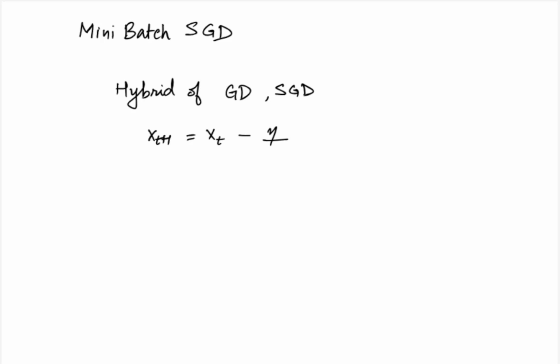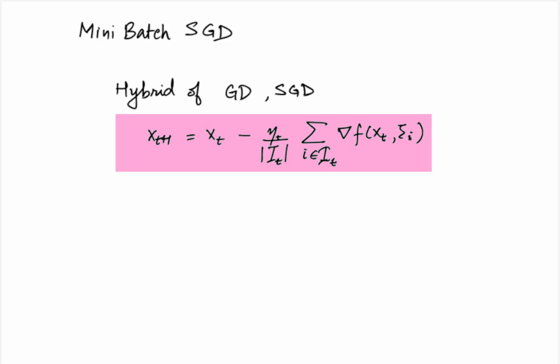We can also consider a hybrid of the stochastic gradient descent and gradient descent, which is called the MiniBatch stochastic gradient descent. Here, instead of selecting a random i_t, we select a random subset calligraphic I_t and carry out the updates x_{t+1} = x_t - η divided by the cardinality of I_t, times the summation over all i in I_t of ∇f(x_t, ξ_i). So here, if the cardinality of I_t is equal to 1, then this would become the stochastic gradient descent. And if the cardinality of I_t is n, which is the size of the data set, then it becomes the gradient descent.